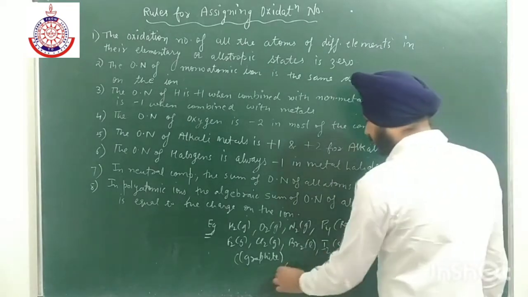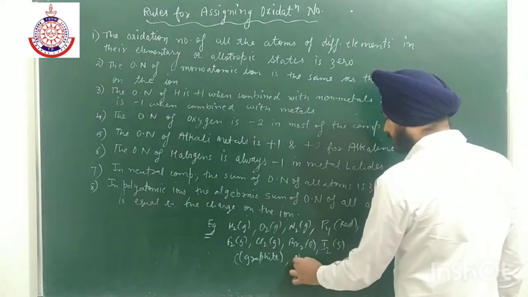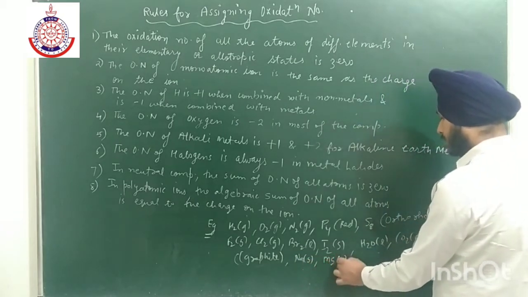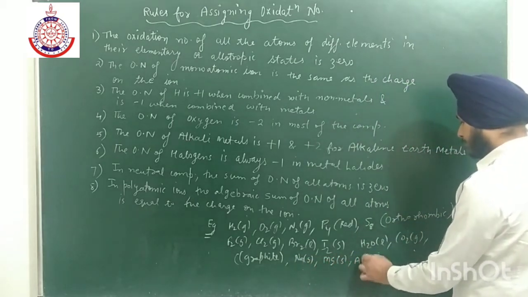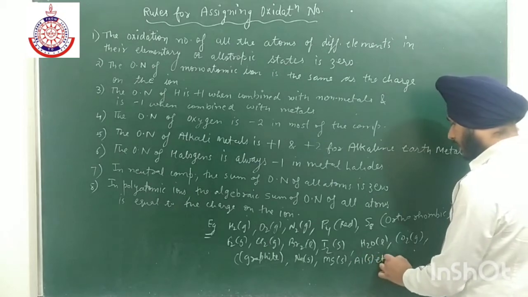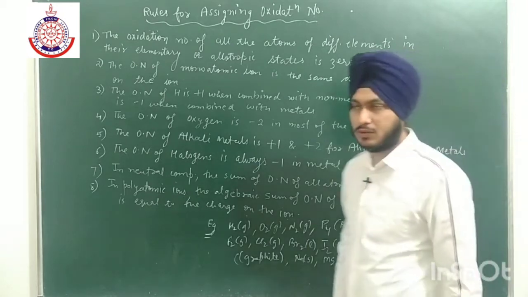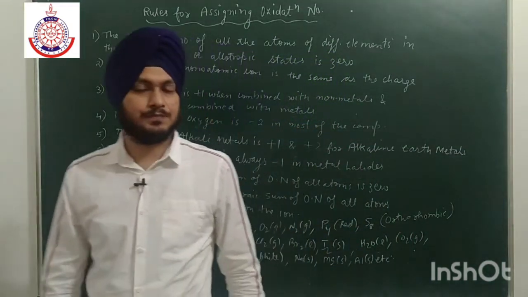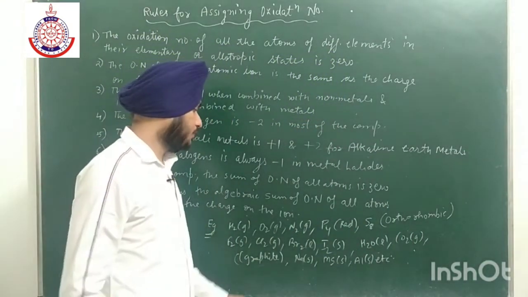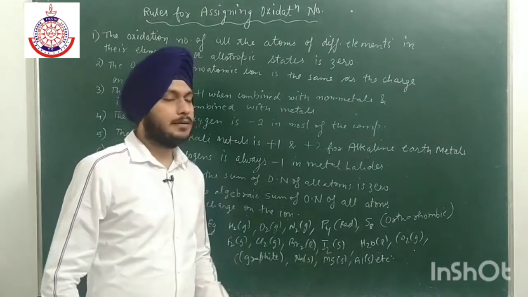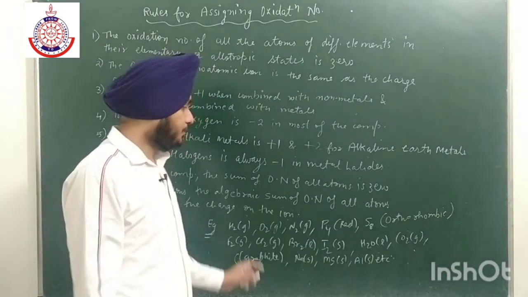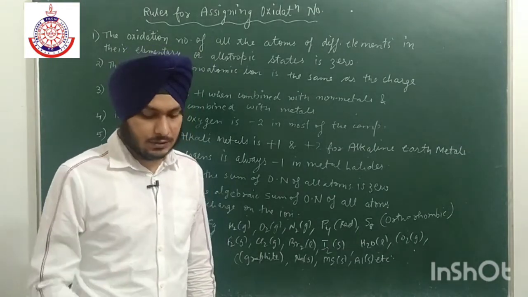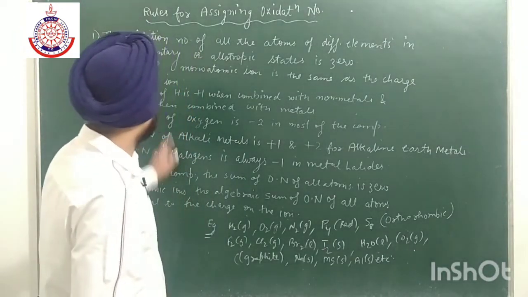So there are many more examples. For example, if we talk about metals, sodium as a solid, magnesium as solid, aluminium as solid, etc. Okay, so these all are the elementary states of some most common species. For example, H2, O2, N2, F2, Cl2, Br2, sodium, magnesium, aluminium, etc. So the oxidation number of all these species is taken to be 0. Okay, now this is the first rule.